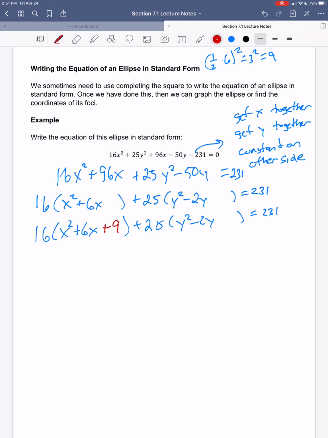Over here, for my y's then, I'm going to have to take half of 2. So half of 2 squared is going to be 1 squared is going to be 1. So I'm going to put in a plus 1 there.